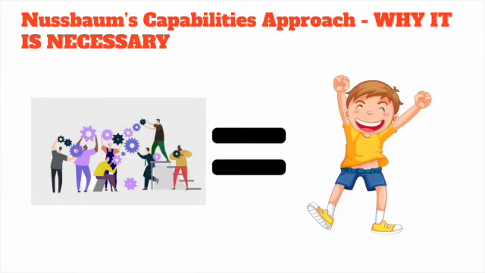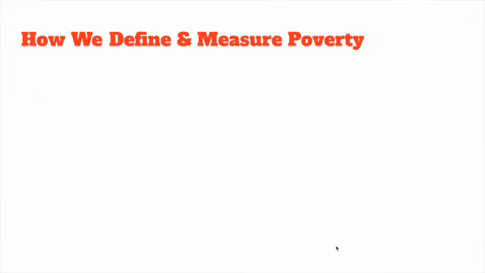We need to consider more than simply monetary resources in assessing poverty, and Nussbaum's approach allows us to do this by encouraging us to assess what people are actually able to do and be in order to see what kind of quality of life they have and how they're maintaining their human dignity.